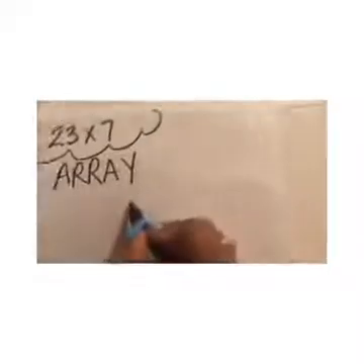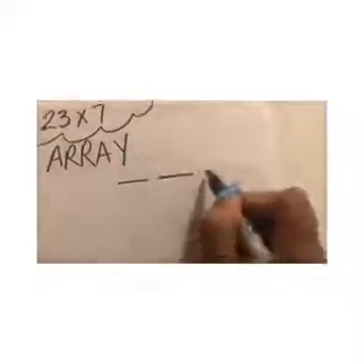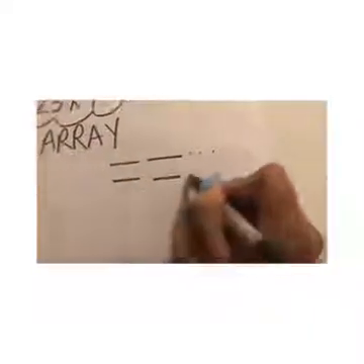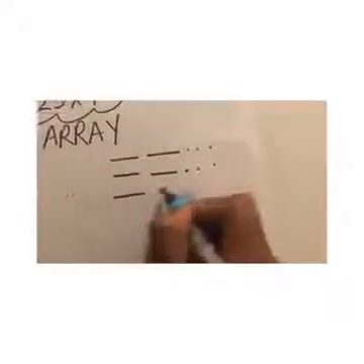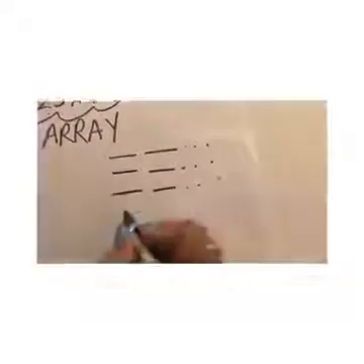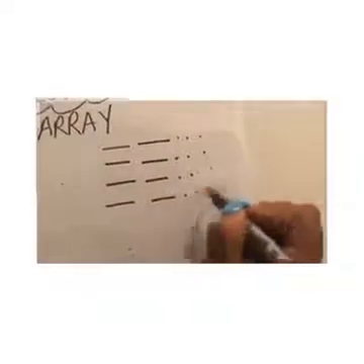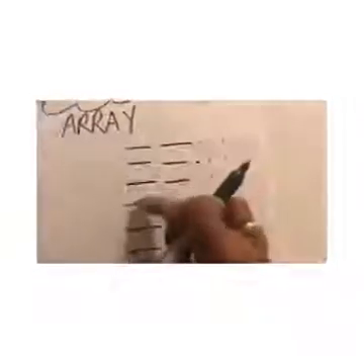So I do my 10 sideways. 10, 20, 1, 2, 3. 10, 20, 21, 22, 23, and I repeat that for each row. 1, 2, 3, 4, 5, 6, and then 7. Now, when you're doing this, you won't have to count, but I'm doing that just for modeling purposes. You'll just do your 23 7 times.